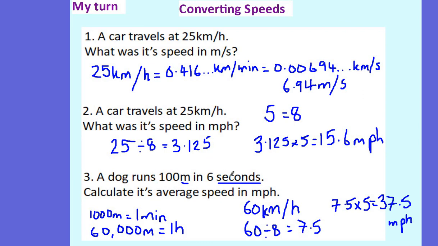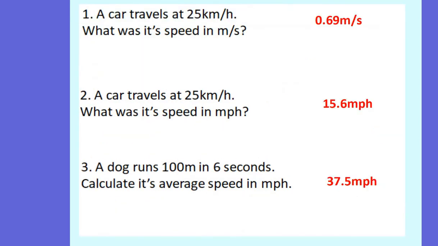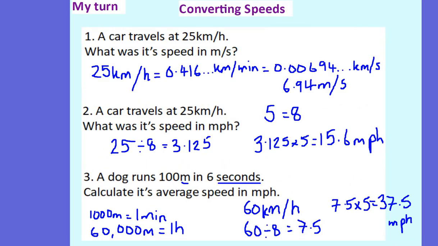So we've taken our original numbers and we've said, well, 100 metres in 6 seconds. That means if I multiply that by 10, that's 1,000 metres in a minute. If I then multiply that by 60, that's 60,000 metres in an hour, because there's 60 minutes in an hour. I then divide it by 1,000 to work out my kilometres per hour. That's 60. Then I want to convert my kilometres into miles by dividing it by 8 and then multiplying it by 5, because we know there are 8 kilometres for every 5 miles. These are the answers. Check we got them right.